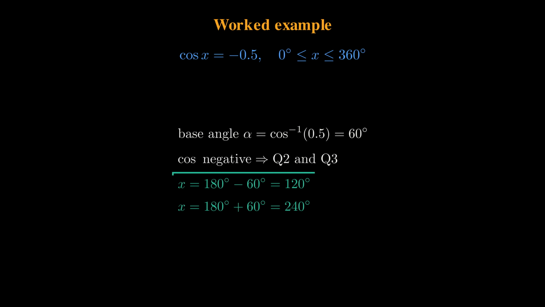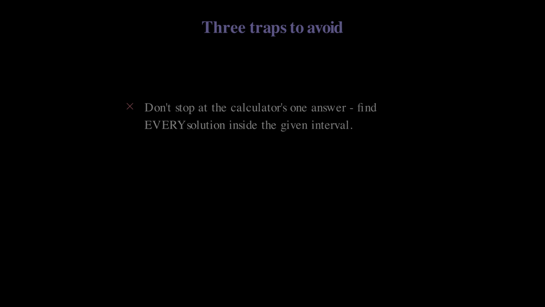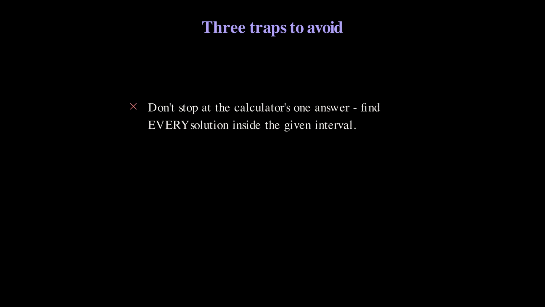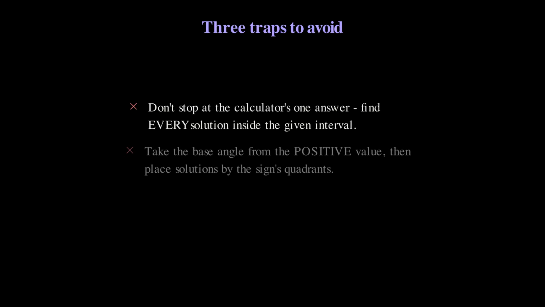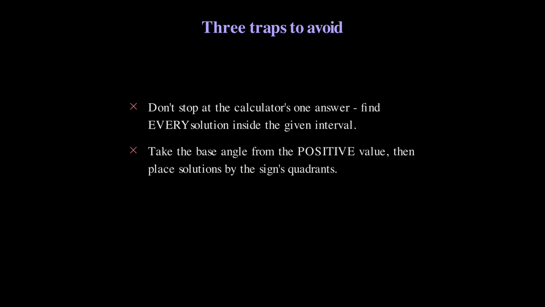Base angle from the positive value, quadrants from the sign. Every solution, none missed. 3 traps. 1, the big one. Never stop at the single value your calculator shows. The question wants every solution in the interval, so hunt them all down. 2, always take the base angle from the positive value, then use the sign to decide which quadrants the solutions live in. And 3, the subtle one.